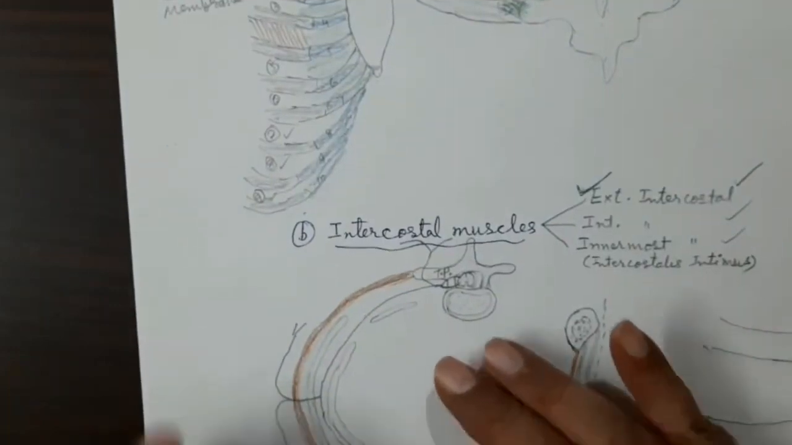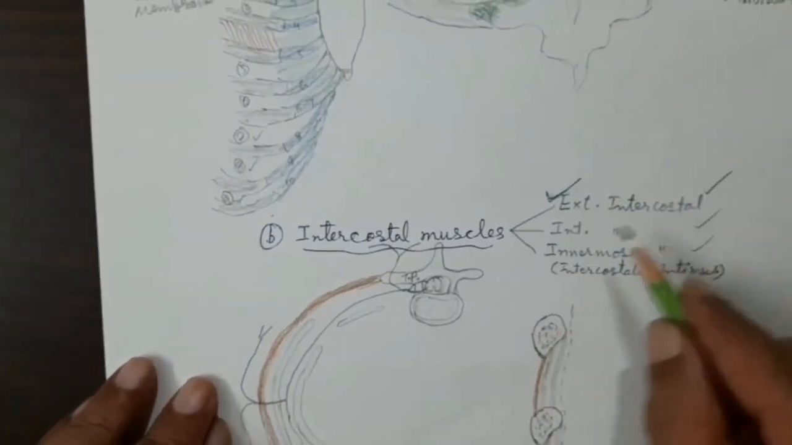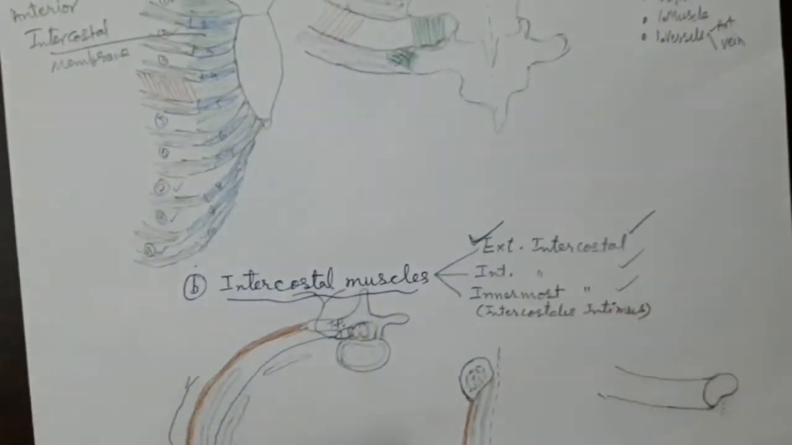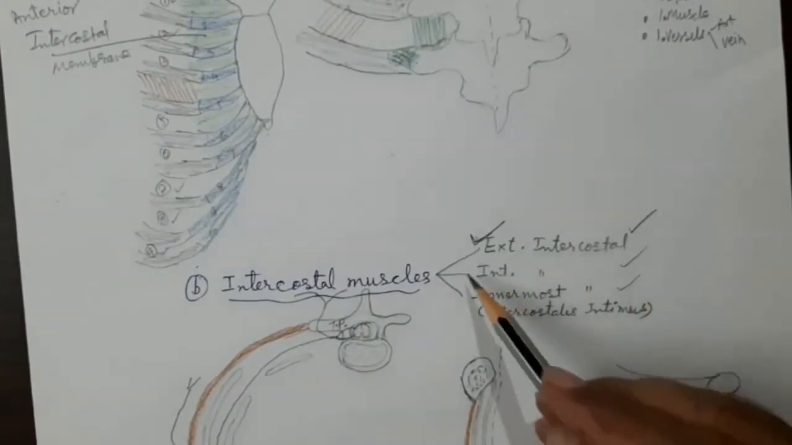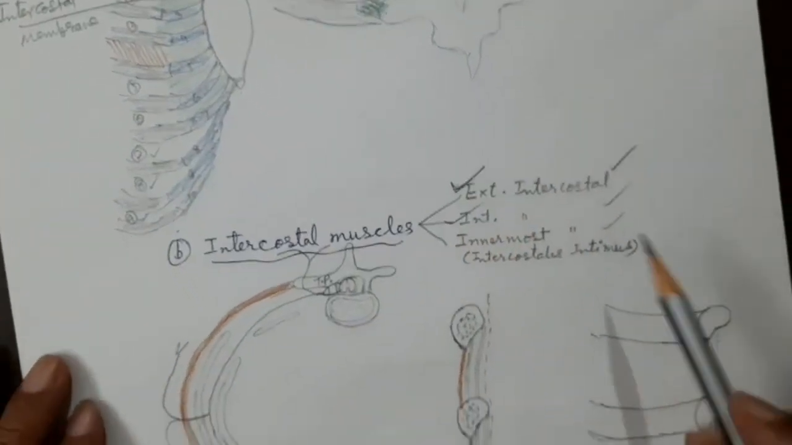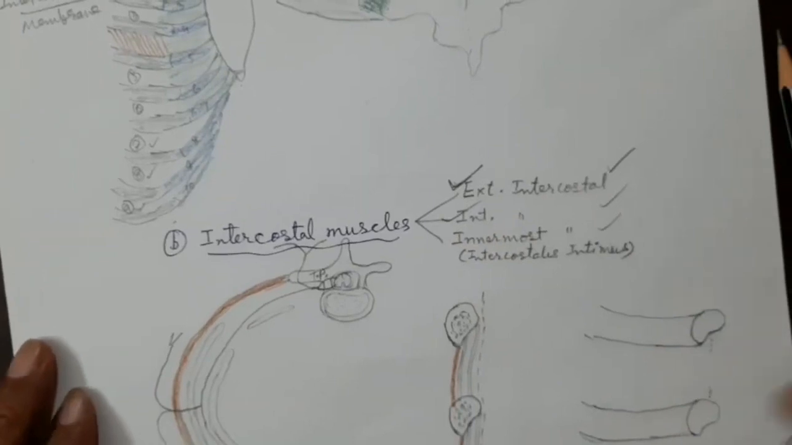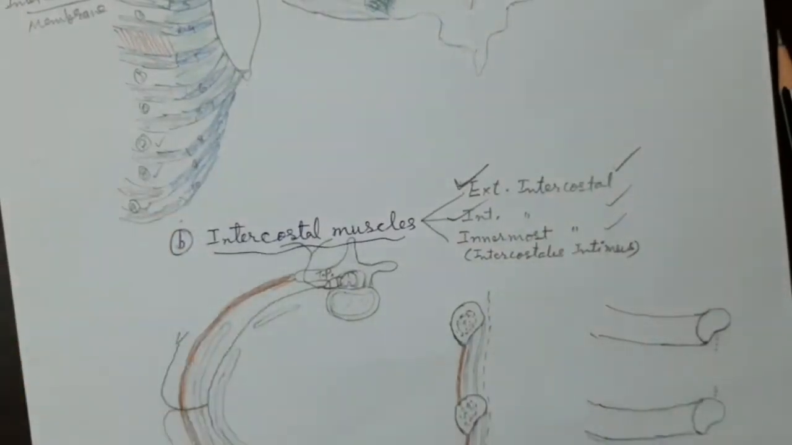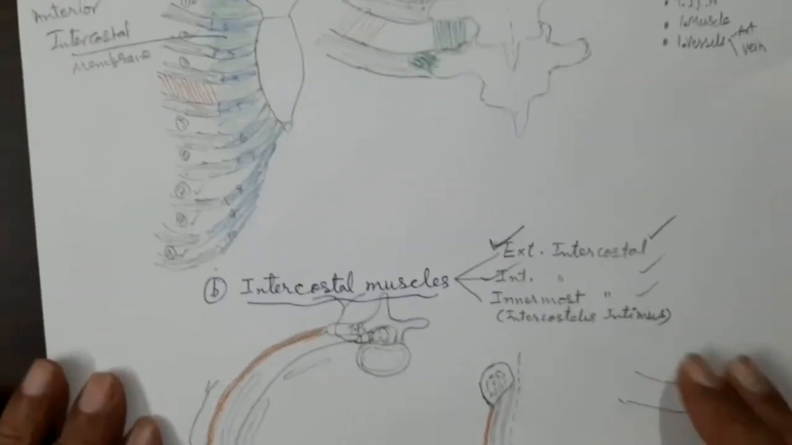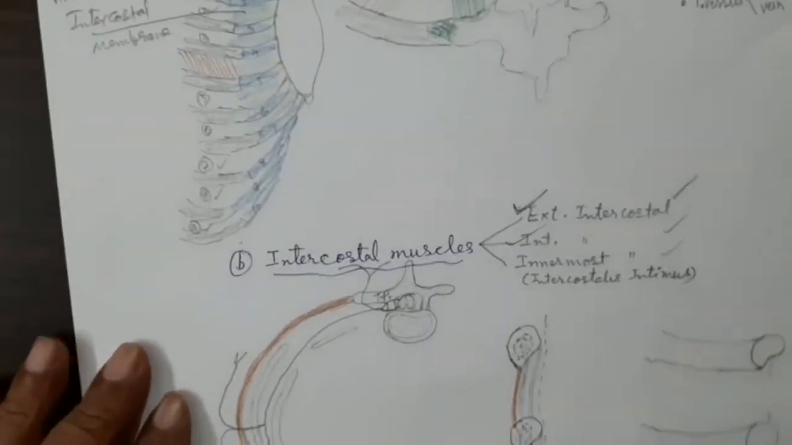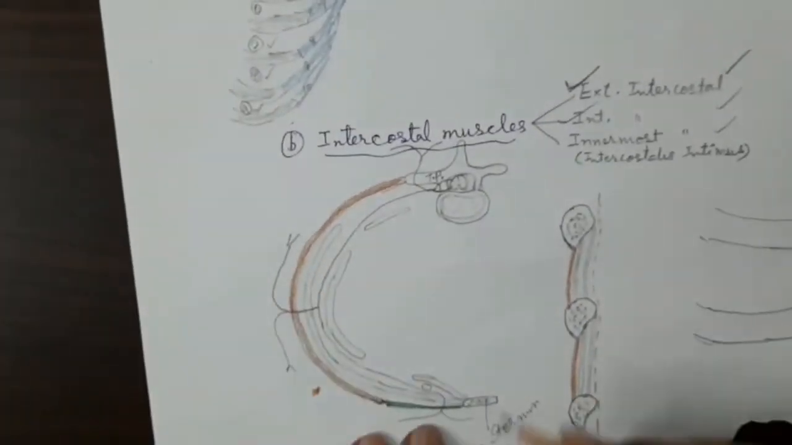This completes the external intercostal muscle. Let us come to the internal intercostal, that is the second muscle, which is present deep to it. Now this muscle extends from the sternum to the angle of the rib, and beyond this angle of the rib it will be replaced by the posterior intercostal membrane. Let me draw it first.